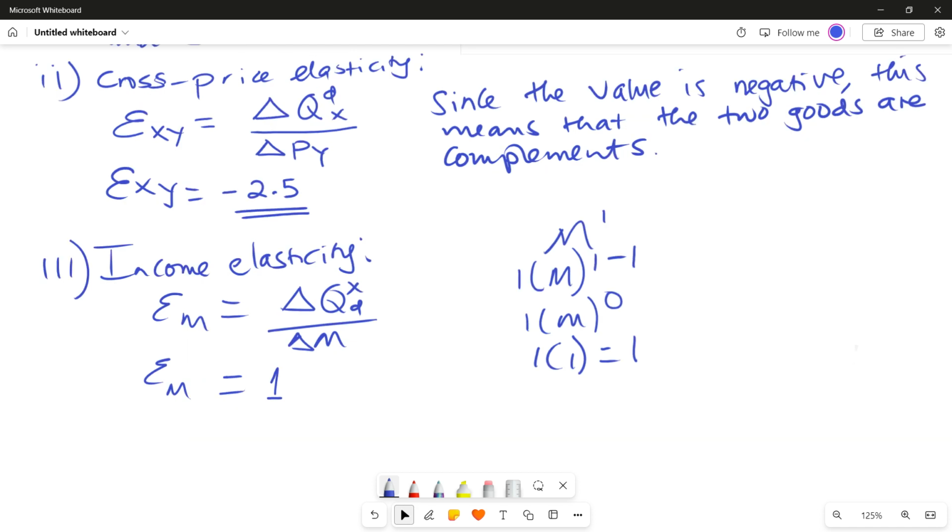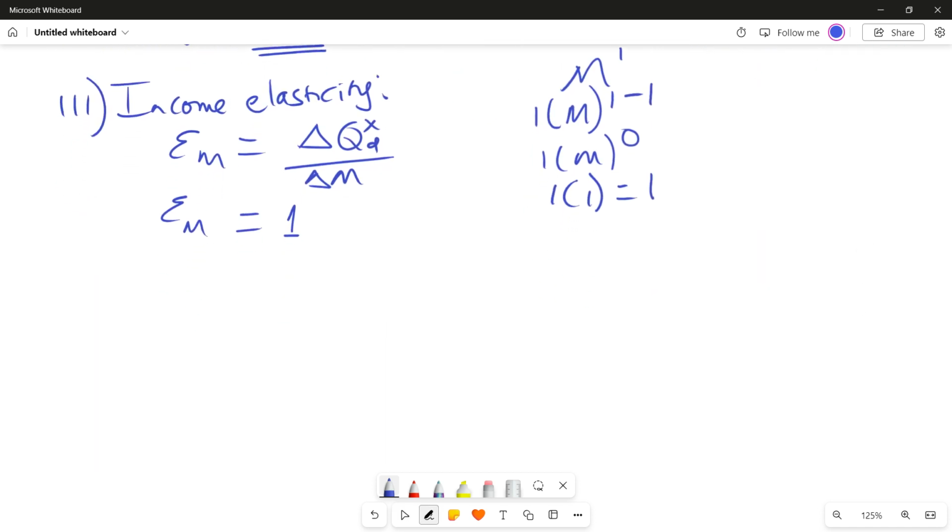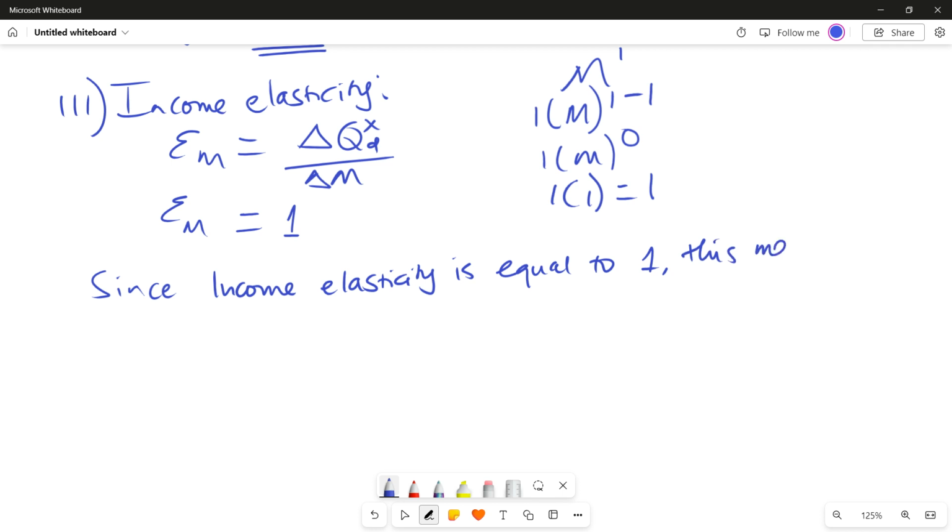Okay, so since income elasticity is exactly equal to 1, this means that good X is a normal good.